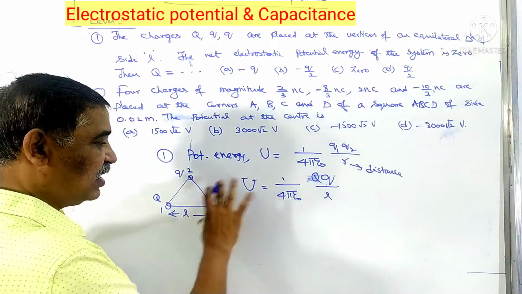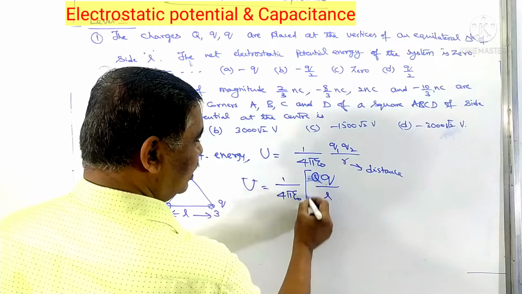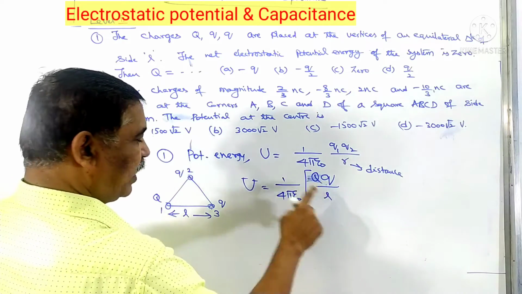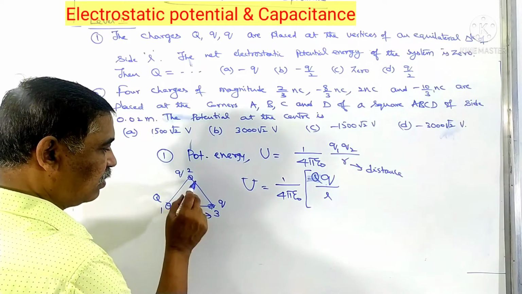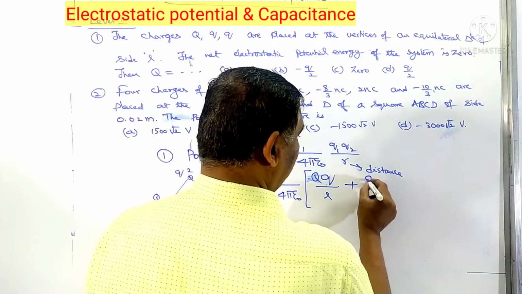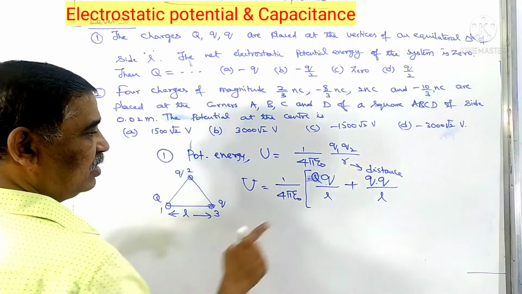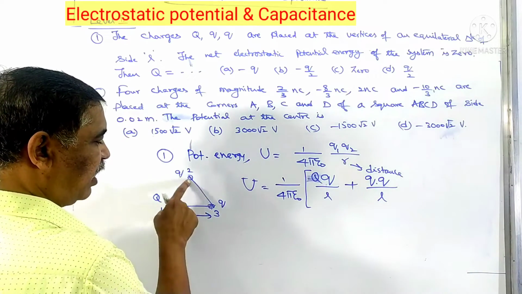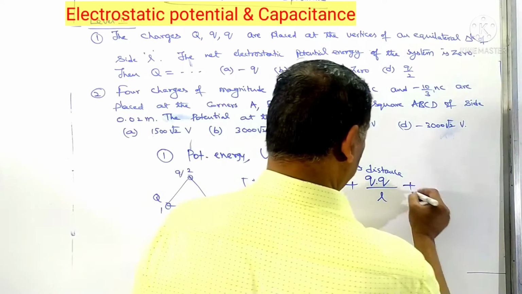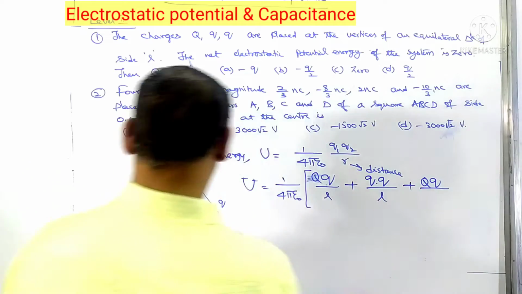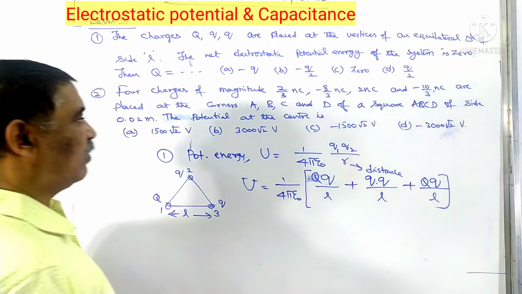See, in all these three terms we find 1 by 4 pi epsilon naught common. Therefore I will put it outside, so that I put it outside. 1 by L, then I take these two. If I take these two, I will get Q into q plus q square by L plus Q into q by L. So potential energy, this is the formula: Q into q divided by distance. Then I take these two. So Q into q divided by L. So this is the potential energy what we have.